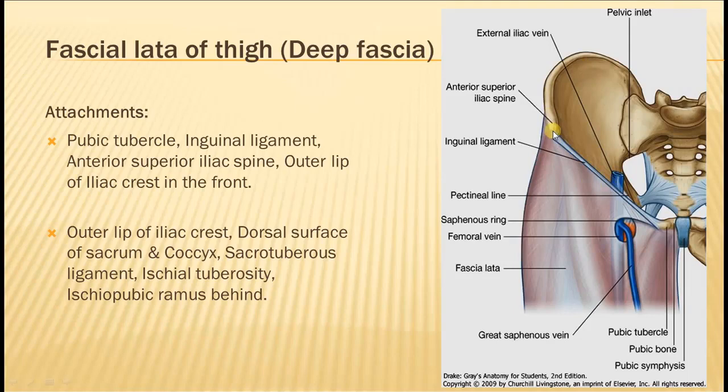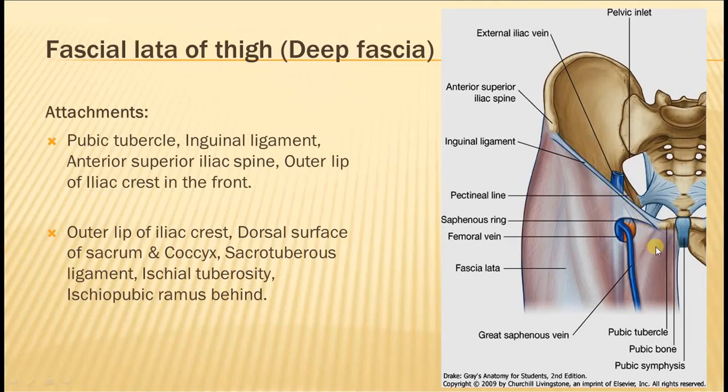Then it is attached to the whole length of the iliac crest. Then it is attached to the posterior surface of the sacrum, the sacrotuberous ligament, and the ischial tuberosity. Then from there, if you look more anteriorly, it attaches to the conjoint ischiopubic ramus. Then it passes over the pectineus and gets attached to the pecten pubis of the pectineal line.